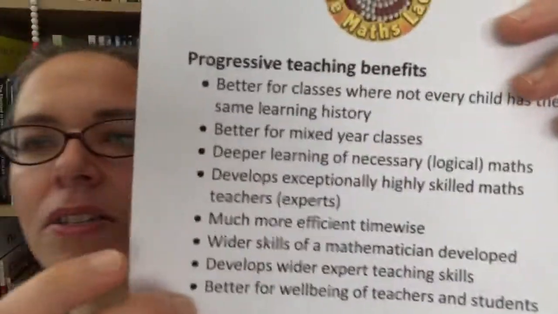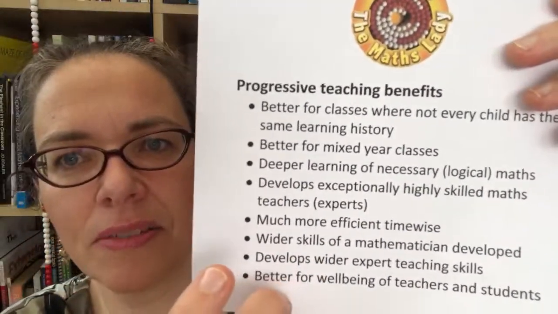the teacher develops wider expert teaching skills. And that is because these skills of listening to children rather than listening for an answer or a method translate beyond maths. Where you've got really experienced, wise teachers, they're doing this a lot of the time across all subjects. They really know how to switch off their own prior conceptions and just listen and understand what a child is thinking and what they want to say. And that leads into better teacher and student well-being in these classrooms.